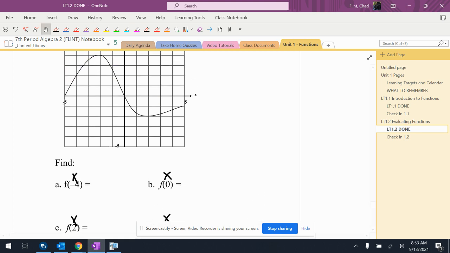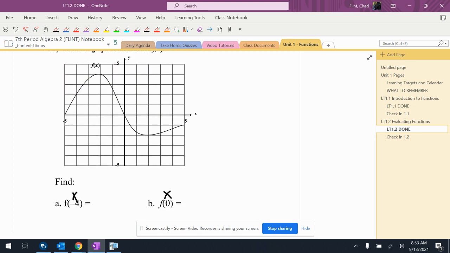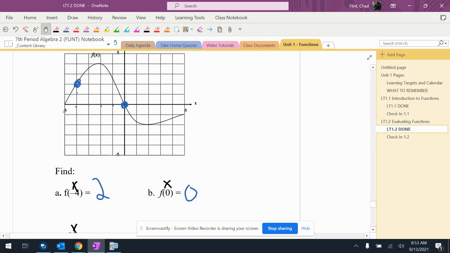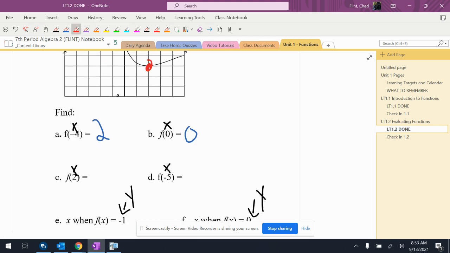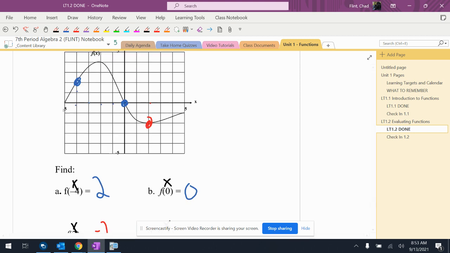So for A, it says f of x equals -4. So 1, 2, 3, 4 is that point. So that's +2. F of 0, that means x is 0, is right there. That's 0. F of 2, 1, 2, right there, -2. F of -5, 1, 2, 3, 4, 5, right there. That's also 0.